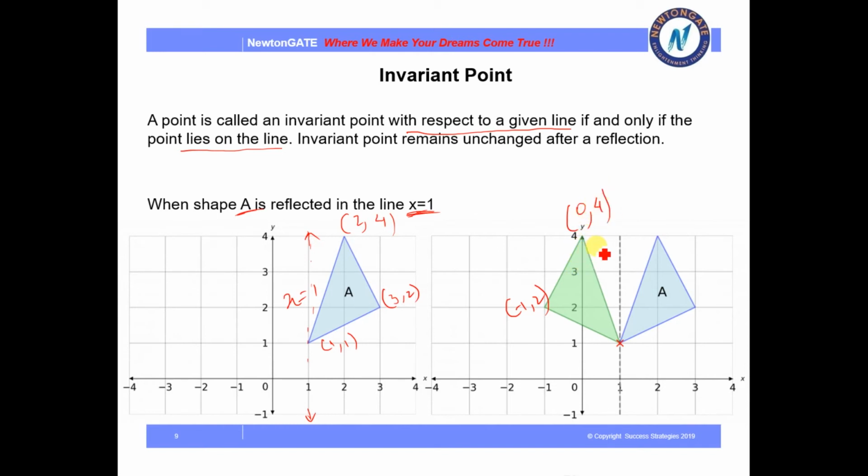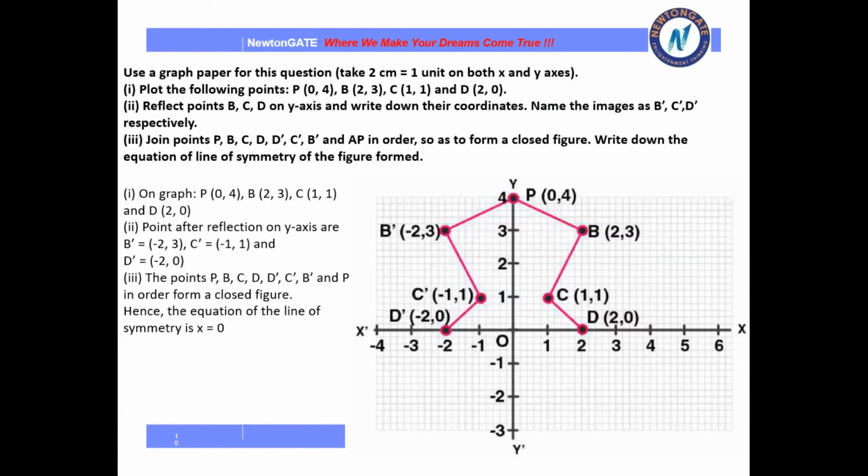So this point here, (1, 1), does not change its value after reflection. After reflection in the line x is equal to 1, the value of this point doesn't change. So this point is called the invariant point with respect to the line x is equal to 1. I hope the types of reflection and how many kinds of reflection there can be is clear, and also the invariant point. So now we'll see some examples.